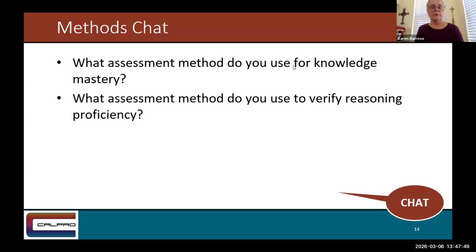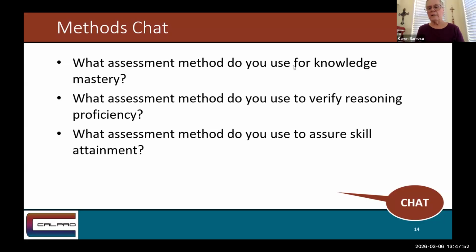All right, and let's look at another. This is in your classroom. What assessment method do you use to assure skill attainment? Are you teaching skills in your classroom? That might be the question. Is it students' ability to apply that skill to different content? Yeah, a task-based assignment. Can they use that skill to do something? Or do they even know what the skill is?